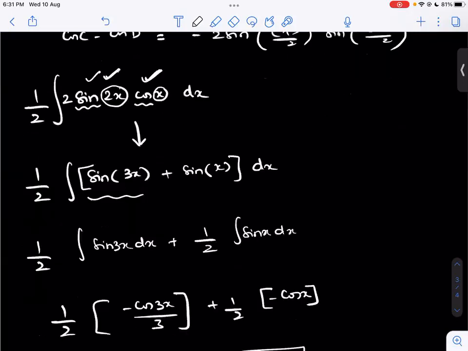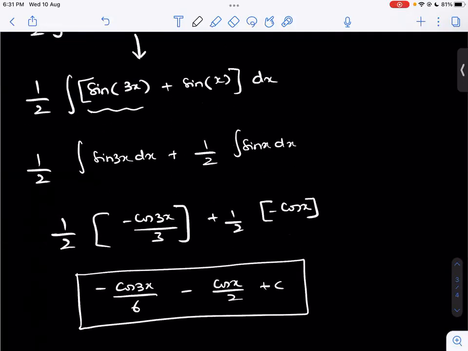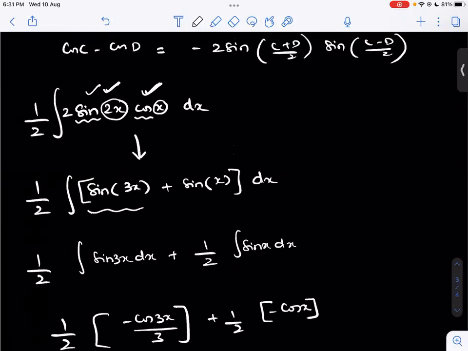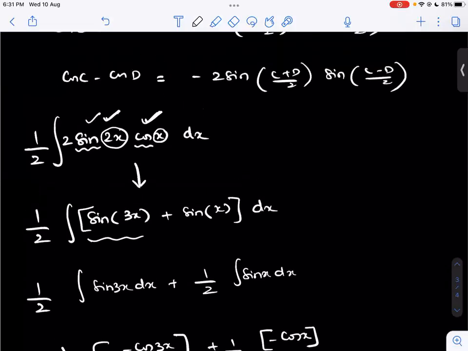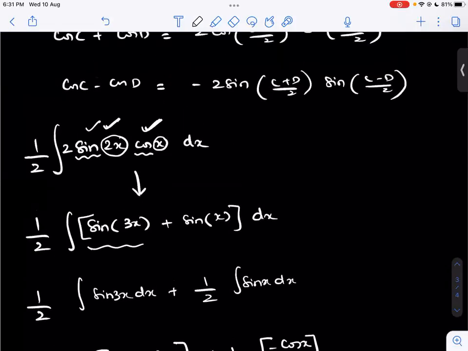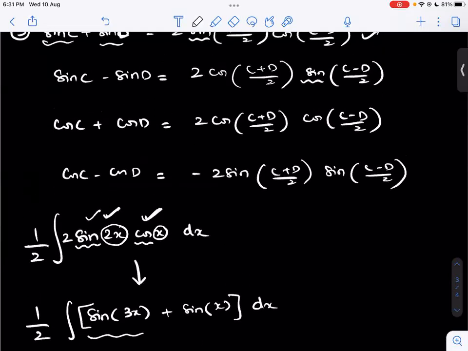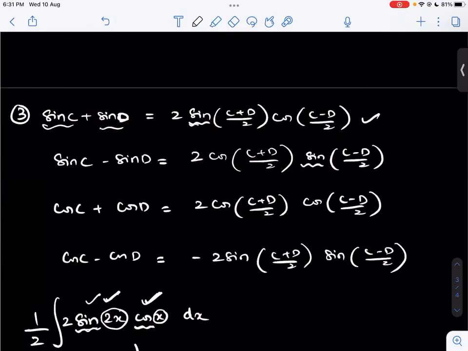Sir, I didn't get how 2 sin 2x cos x, you are taking that sin x plus sin y formula. See, 2 sine of bigger angle, cos of smaller angle. Listen, sine of bigger angle, cos of smaller angle can be written as sin C plus sin D.